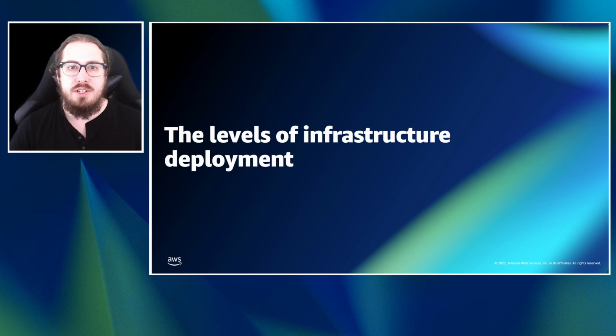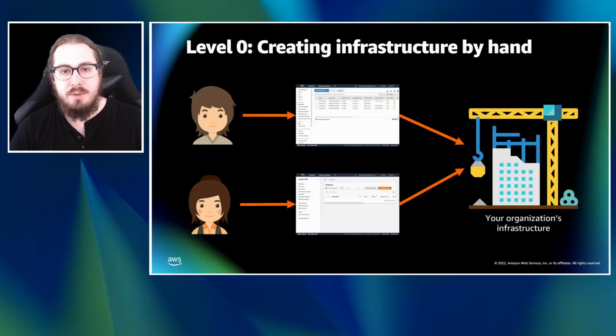To start out with this, I want to talk about the different levels of infrastructure deployment. And different companies start out at different places in their infrastructure journey. I remember when I was working at a startup before I joined AWS, we started out at what I would like to call level zero, or creating infrastructure by hand. And this is how a lot of folks start out with deploying applications on AWS. Different engineers are clicking around in the AWS console dashboard, clicking all those buttons, typing information on the AWS console to create different resources on the AWS account.